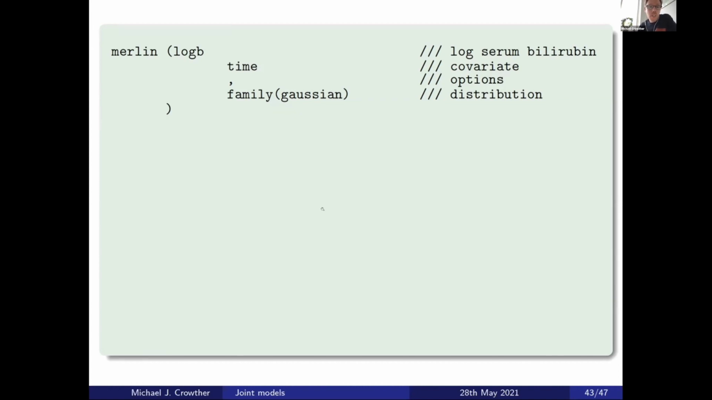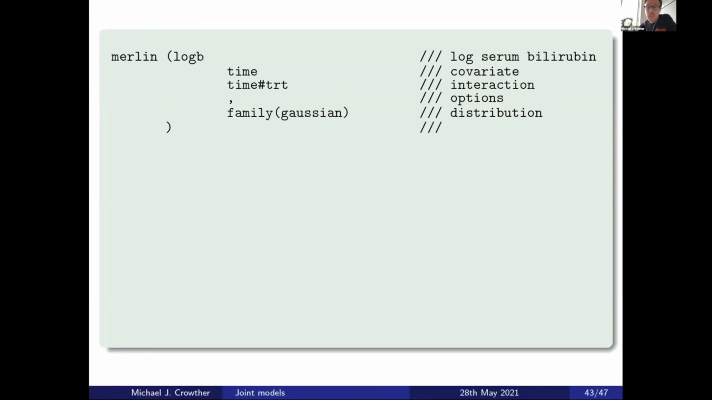So this fits a linear regression model. Outcome variable, fixed effects, adjust for time, and specify a Gaussian family. Okay, nice and simple, linear regression. Add an interaction using the hash terminology, an interaction between time and treatment, to allow for different trends in the biomarker over time for different treatment groups.